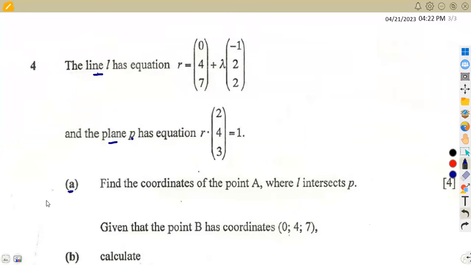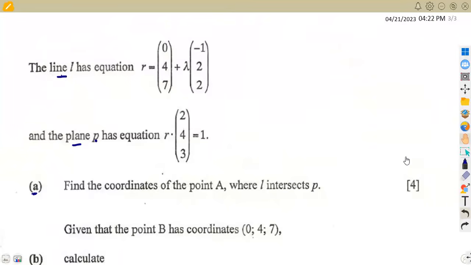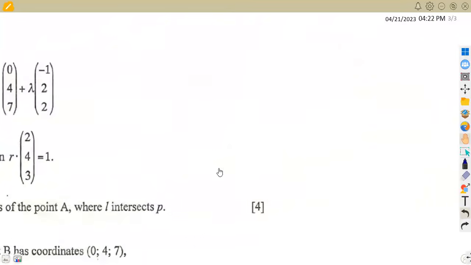So we need the point of intersection of a line and a plane, where these two are going to meet at a certain point. At that point where the two meet, we are going to refer to this point as our A. So we need the coordinates of this point A. But how is that possible?